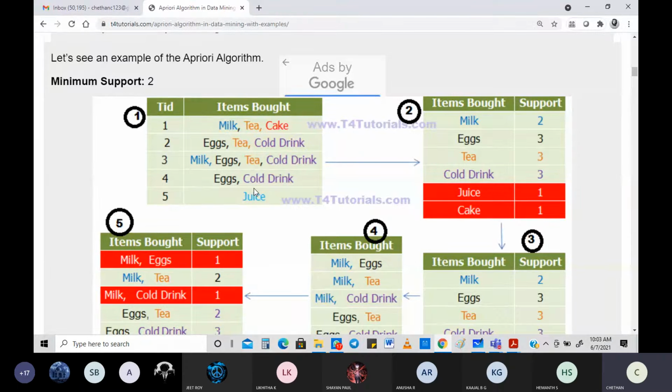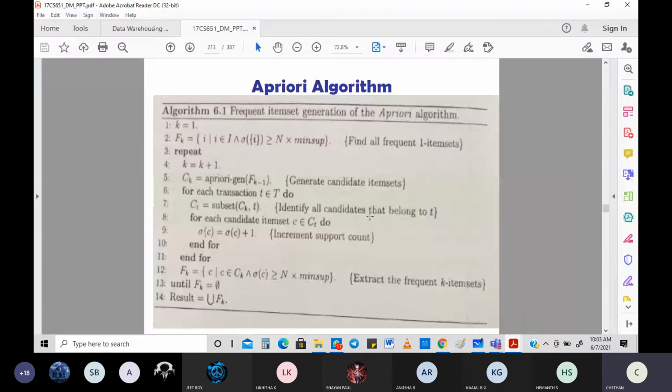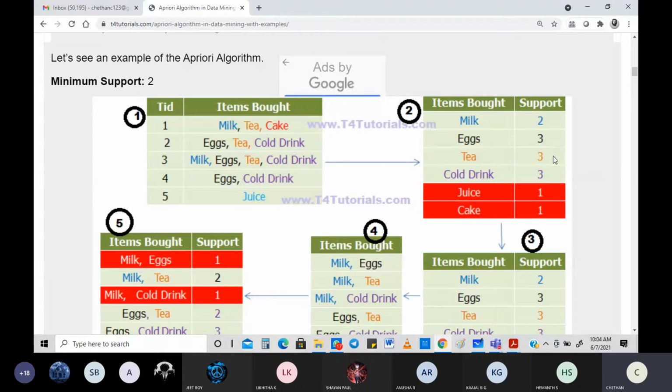First we are going to take k equal to 1. The first thing is you are going to find all the frequent one item sets. That's what you see in the second line here. The second line clearly says that you need to figure out all the frequent one item sets. That's what I'm doing here. I'm figuring out all one item sets. When I do that, I can see very clearly that milk is coming twice, eggs 3, tea is 3, cold drink is 3, juice and cake coming in one time. This is something that you need to know.